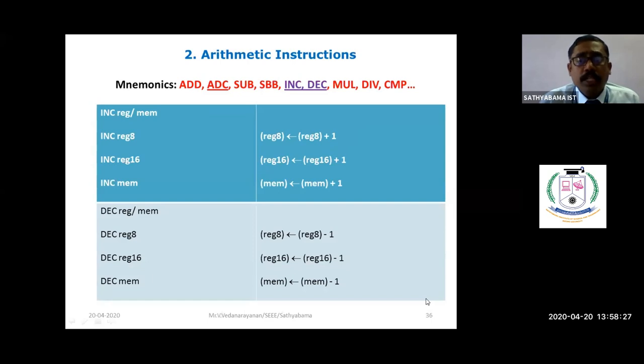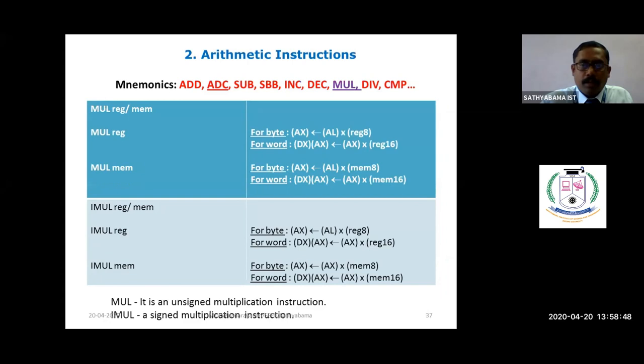Next one is increment and decrement operators. The increment operator is going to add plus 1, and decrement means minus 1. So increment register or increment memory location: it can increment that particular memory location, or it can increment the content available in the register. Increment, decrement operation.